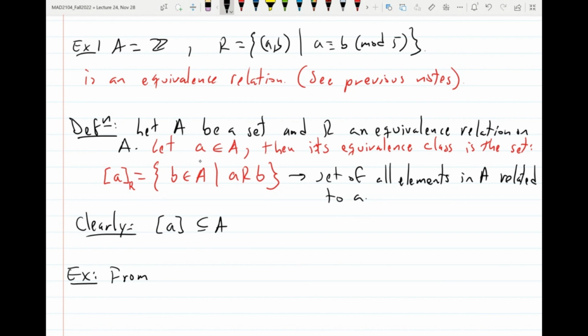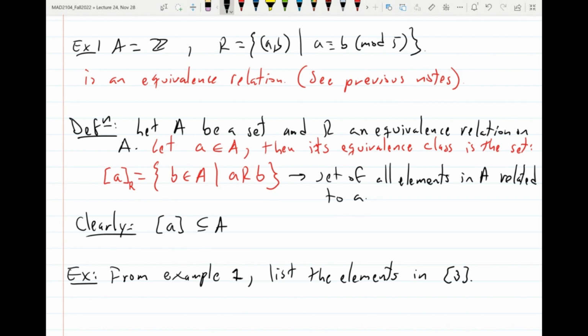So from example 1, list the elements in the equivalence class of 3. What are the elements in the equivalence class of 3 in the above example? Remember, this relation is where two numbers are related if they have the same remainder when divided by 5. So what's going to be here in the equivalence class of 3?